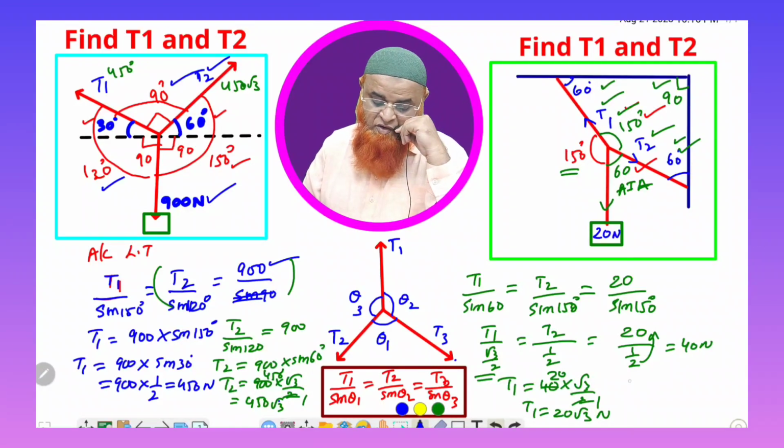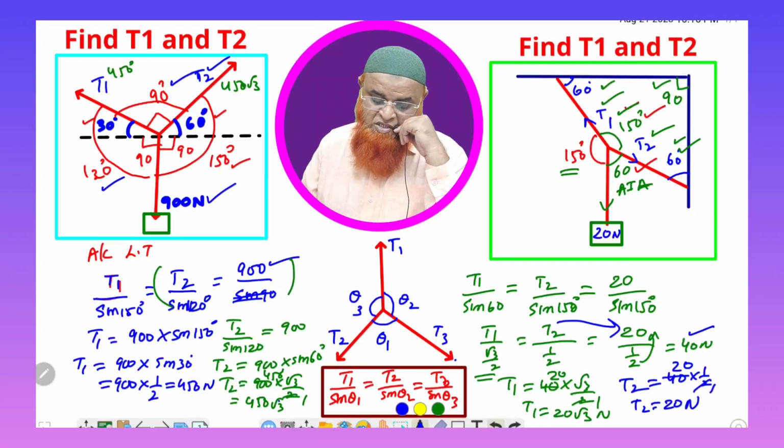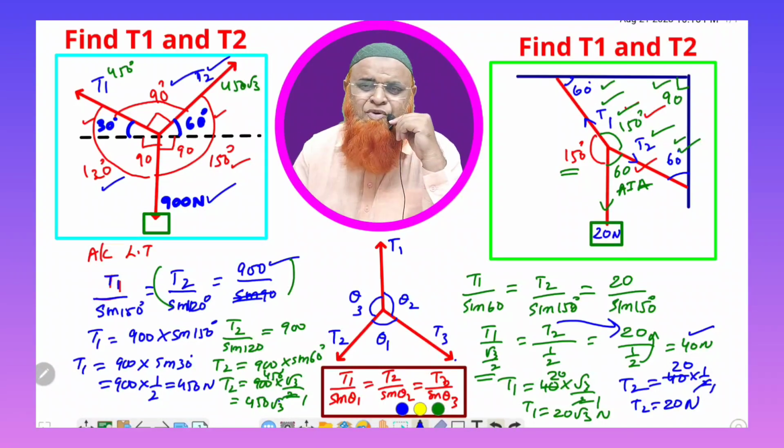So how are you going to find out T2 here? T2 is equal to 40 into 1 by 2, so T2 is 20 newtons. Such a simple logic we have to apply to find out the problems of Lamy's theorem. Hope you have enjoyed this. Thank you very much. Have a nice day.